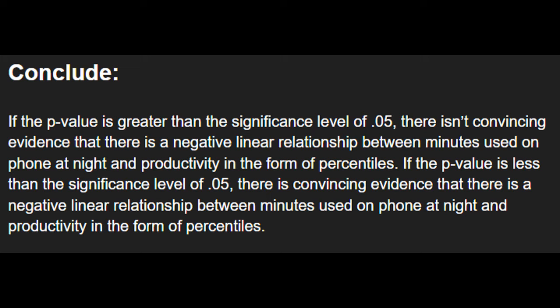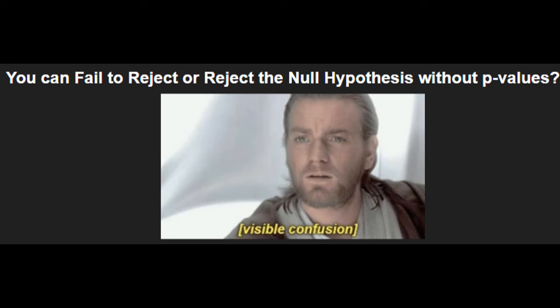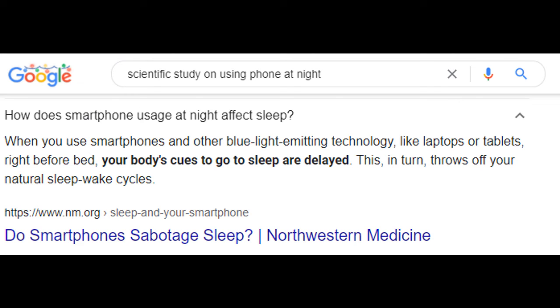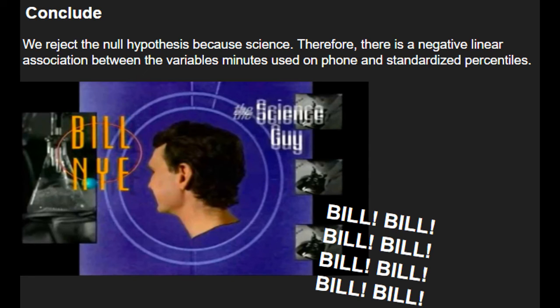So for the conclude part, it's pretty generic. With the calculated p-value, we can conclude whether there is or isn't convincing evidence of a negative linear relationship between the two variables. Although we don't have a p-value, we can still reject or fail to reject the null hypothesis. This is due to many scientific studies being conducted showing that using phones on the bed disturbs sleep, and therefore we can most directly assume that activities performed the next day would also be disturbed, and so the productivity would go down, would decrease. So we can just assume that we reject the null hypothesis and that there's a negative linear relationship between the two variables because of science.